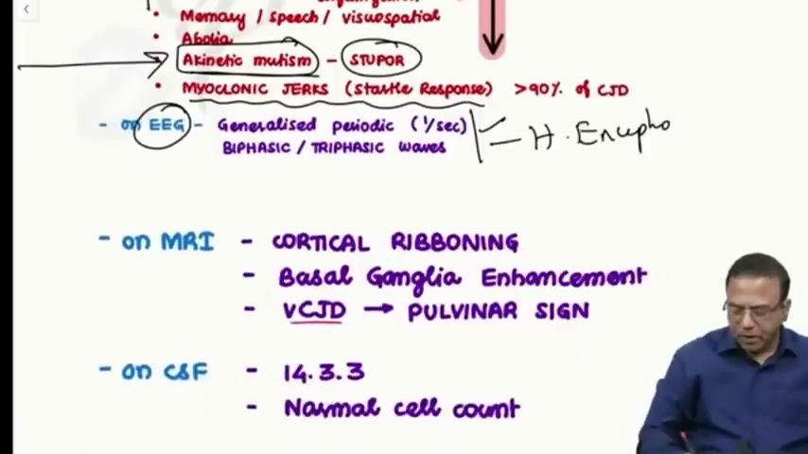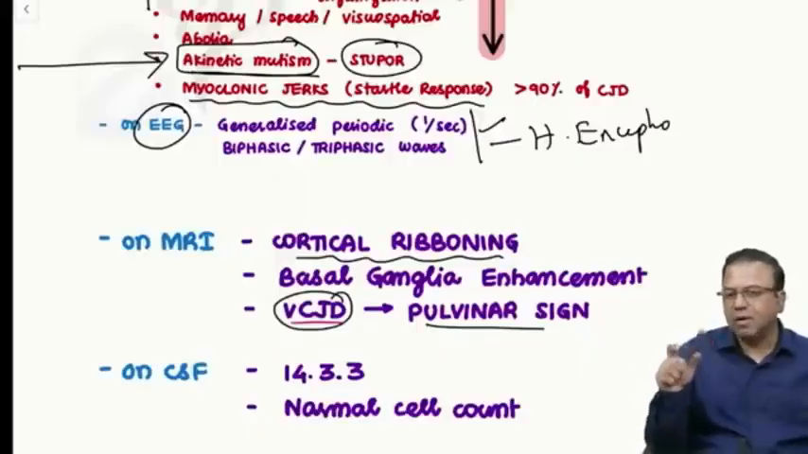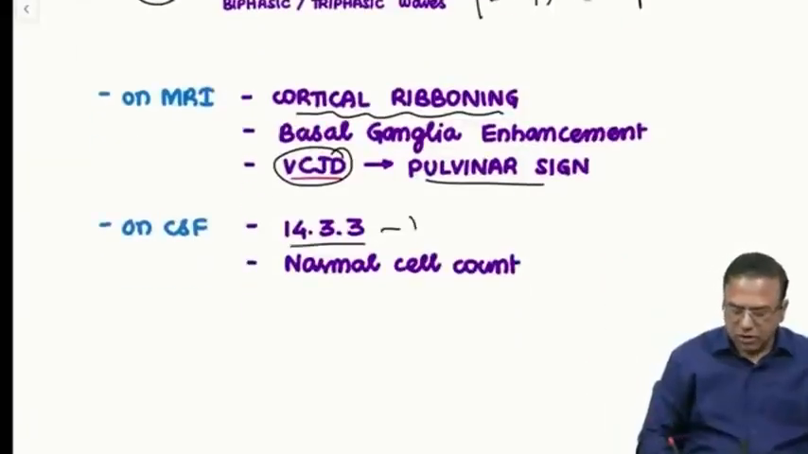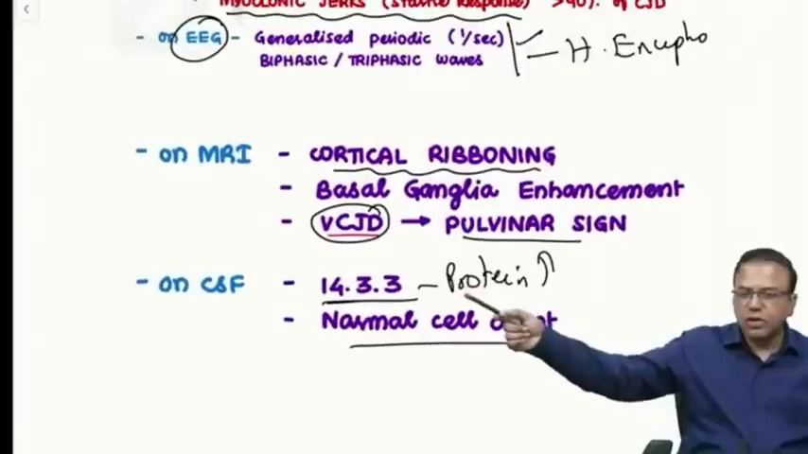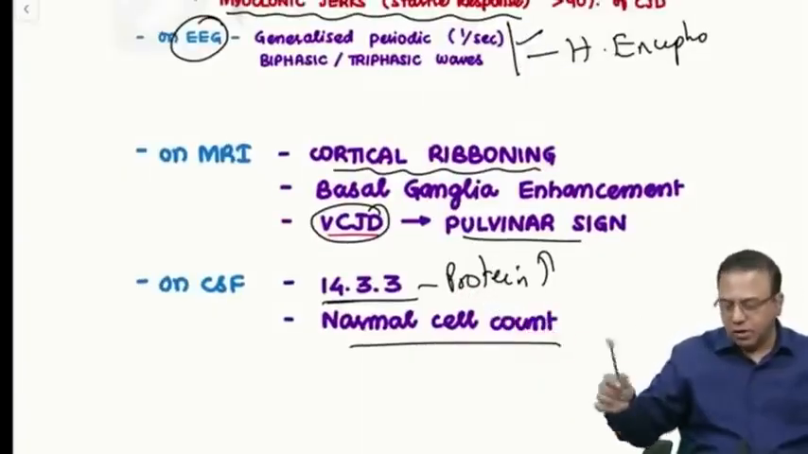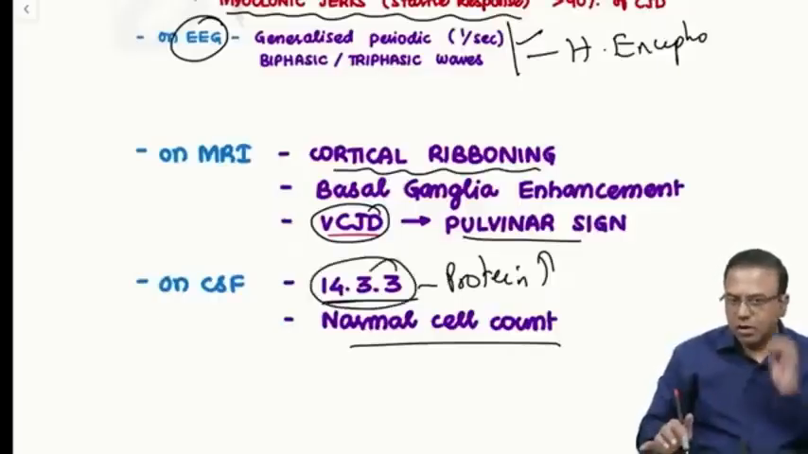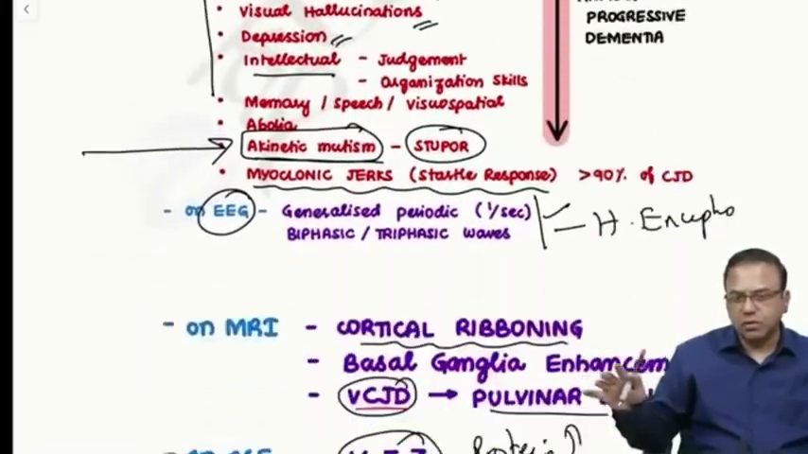MRI is more important. It will show cortical ribboning, and in patients with variant CJD, you can get something called pulvinar sign, which is the pulvinar nucleus of thalamus becoming hyperintense. So the main thing is cortical ribboning is a feature. The CSF will show increase in protein, and the protein that is increased in CSF is 14-3-3. The cell count is normal. So this is also one of the conditions where you get the dissociation between protein and cell count. 14-3-3 again is not unique to CJD, but whichever dementia we have found it in, the prognosis is very bad. The outcome is very poor. So all these are features that you should look at in a patient with Creutzfeldt-Jakob disease.